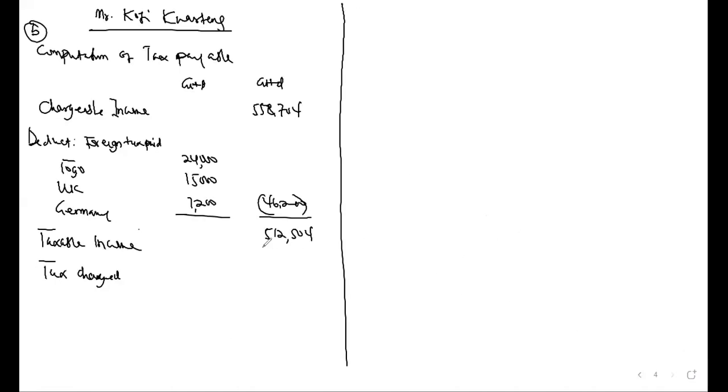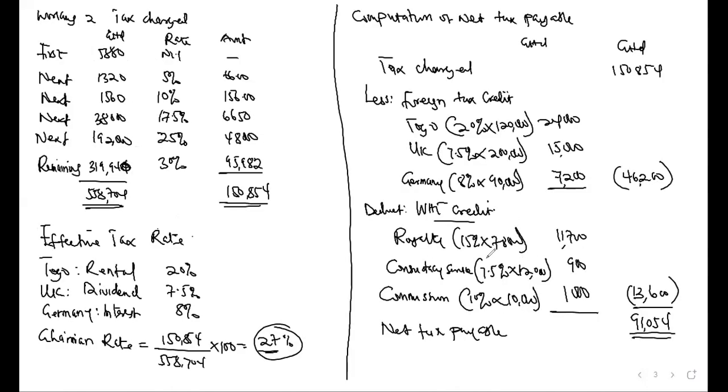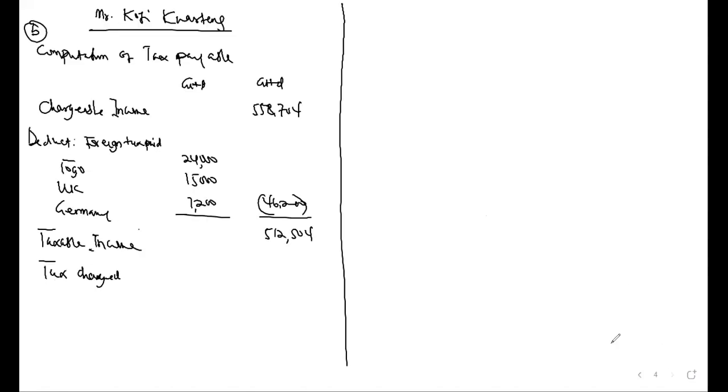So calculate the tax charge using the graduated rate. When you are done, take the tax charge and deduct the withholding taxes on account. We've done that calculation here already: the royalty, consultancy, and the commission. The total is 13,600. Deduct it from what you get before you know his net tax payable.